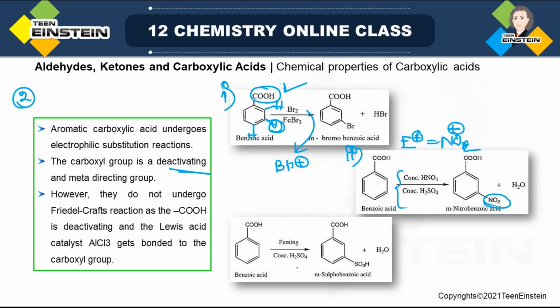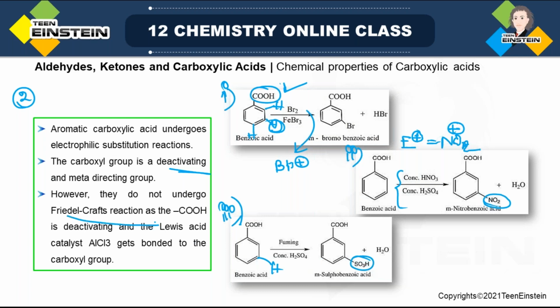And you can also do sulfonation, reaction number 3. In this case, just use concentrated H2SO4. So this meta hydrogen is replaced by the SO3H group. So 3 types of examples you can see here. But in this case, Friedel-Crafts reaction is not possible.